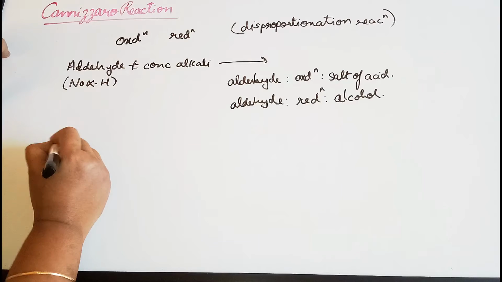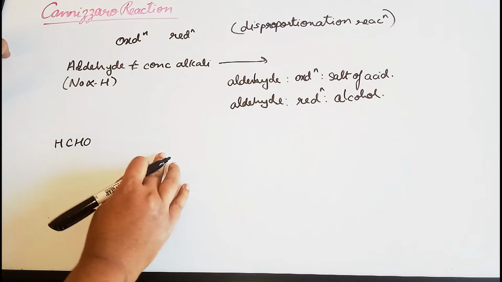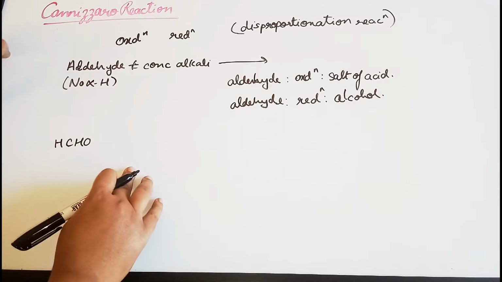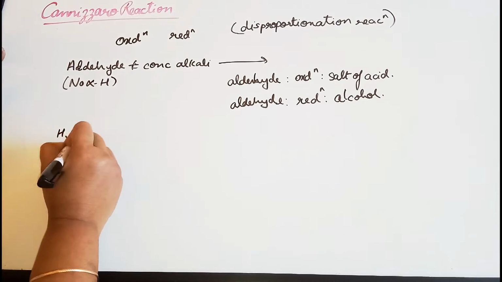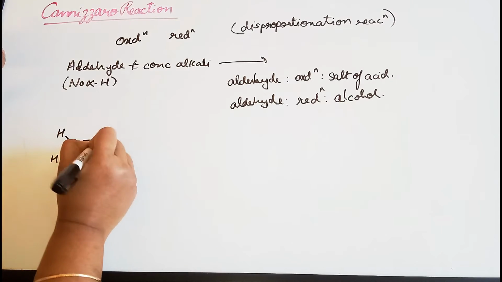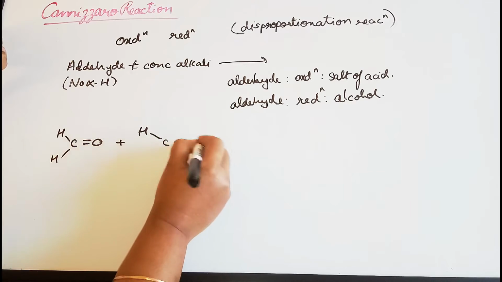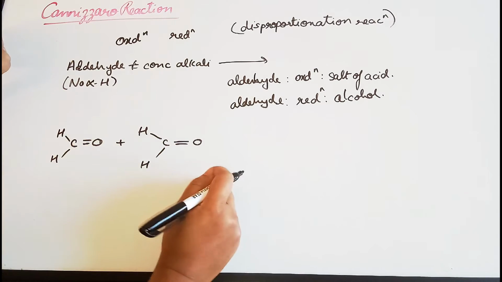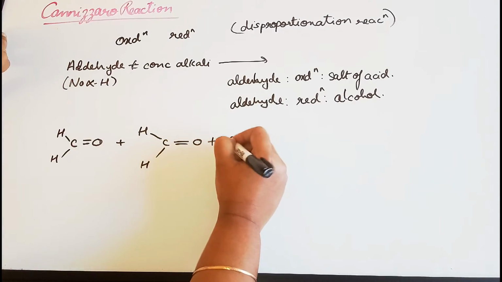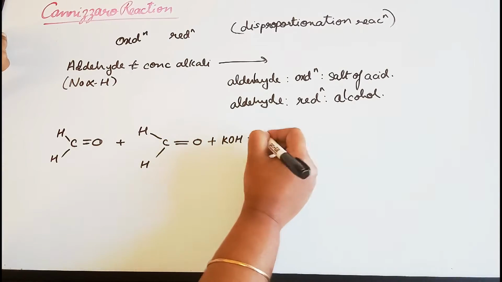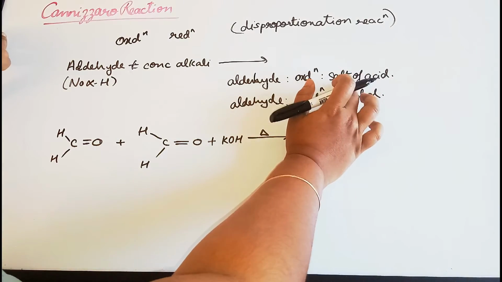So let's take the example of formaldehyde, HCHO. There are no alpha hydrogen atoms, right? So this is going to react with another molecule of HCHO. So we are taking two molecules of HCHO. Formaldehyde is reacting with KOH and heated to give us an alcohol and a salt of the acid.